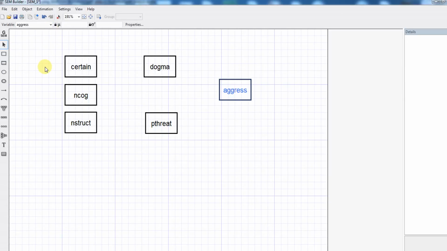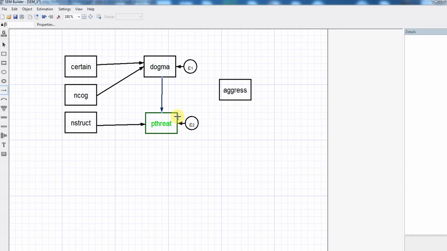Okay, so at this point, I'm going to click it out, and then I'm going to draw my paths in the model. So I'll go hypercognition to dogma. I can make this a little prettier if I took a little bit more time. And then I'm just going to draw this one right here. This probably is not very theoretically driven. I'm just putting stuff in.